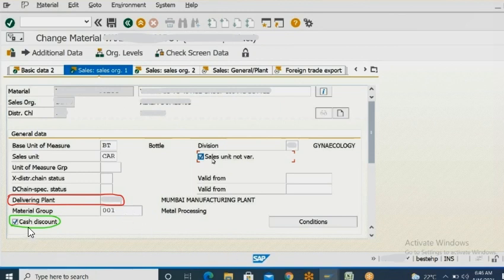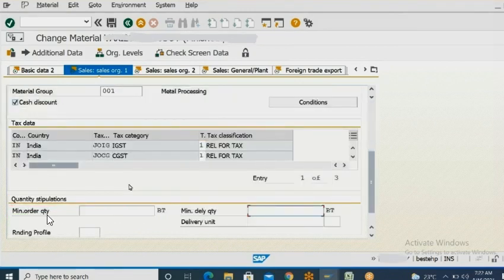Next, cash discount. This field is a prerequisite to determine the cash discount condition type into the sales document. The cash discount condition type is SKTO. So if you check cash discount here, then only will the system determine the cash discount condition type into the sales document. And if it is not checked, if it is blank, then the system will not determine the cash discount condition type into the sales document.